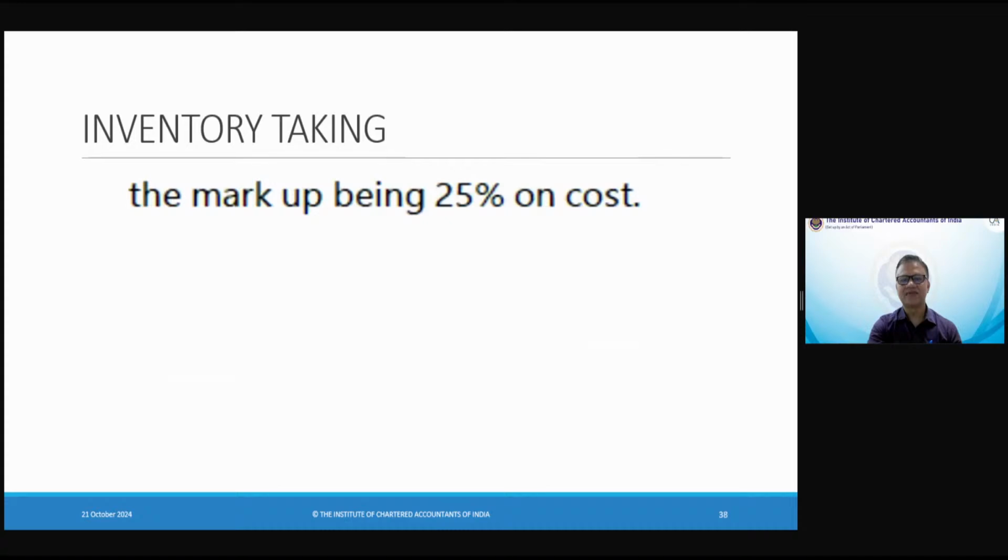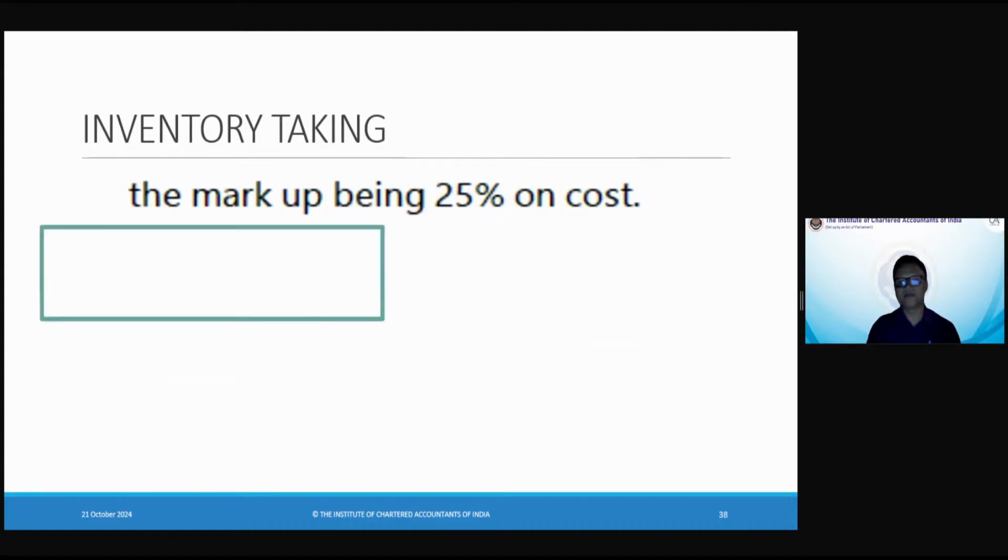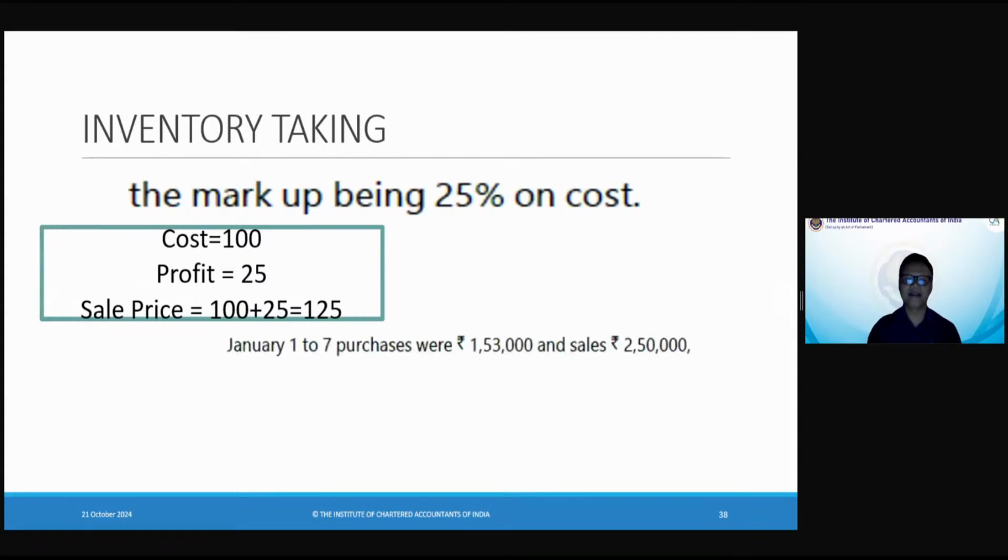Now the next point is that the markup is 25% on cost. What is this markup? Say the cost is 100. Markup is like a profit. Profit is 25% on cost, so profit is 25. So what will be the sales price? Sales price is 100 plus 25, 125. This is an assumption, taking the cost as the base of 100.